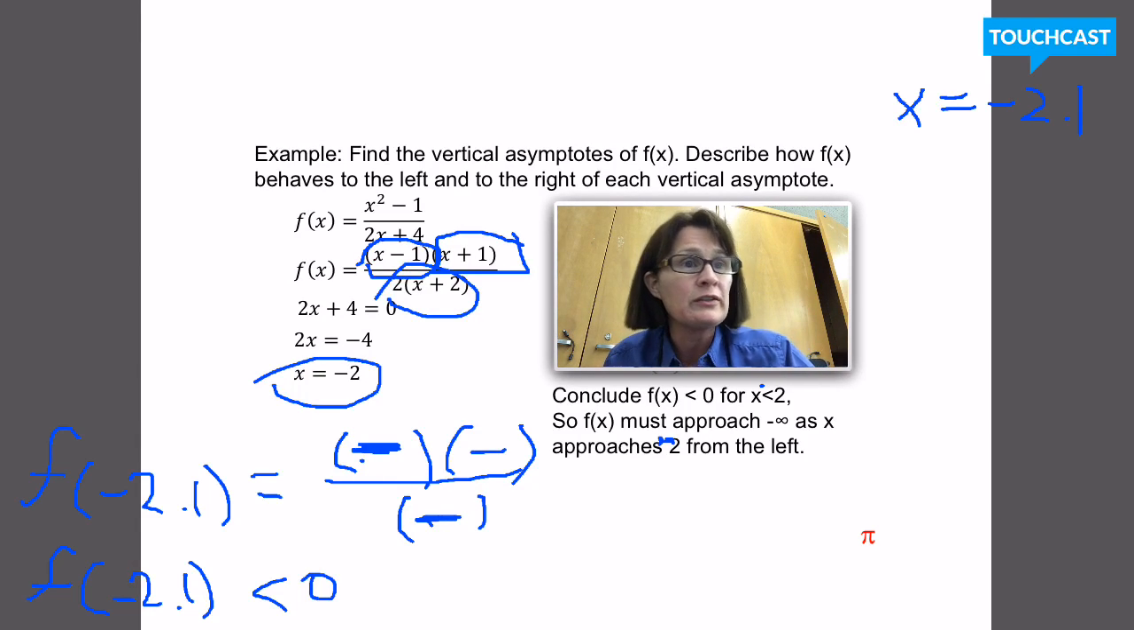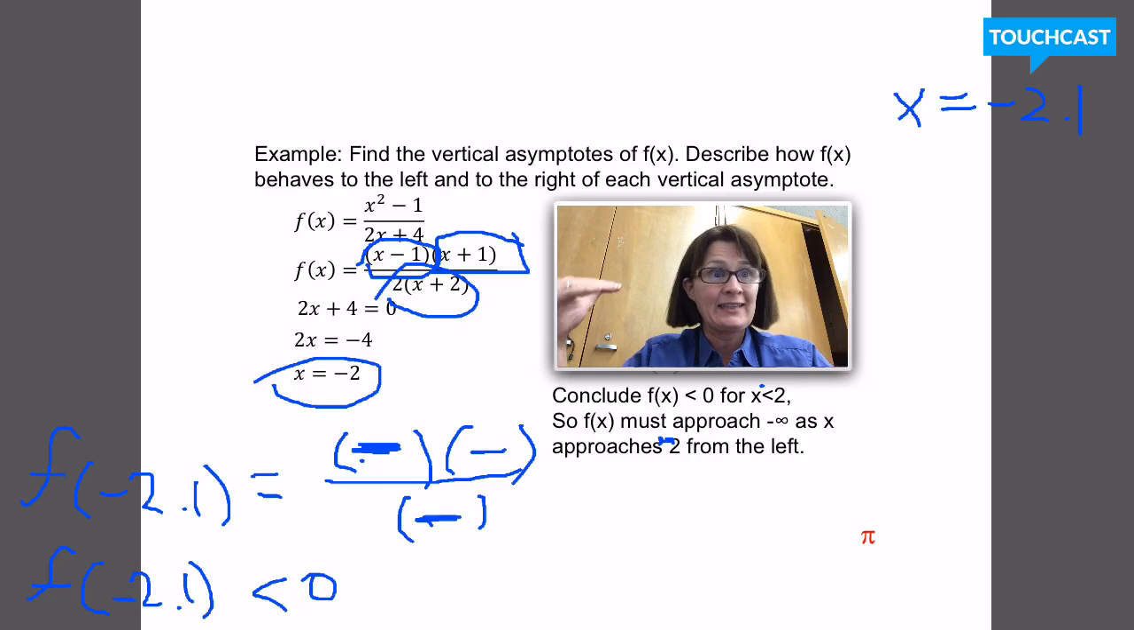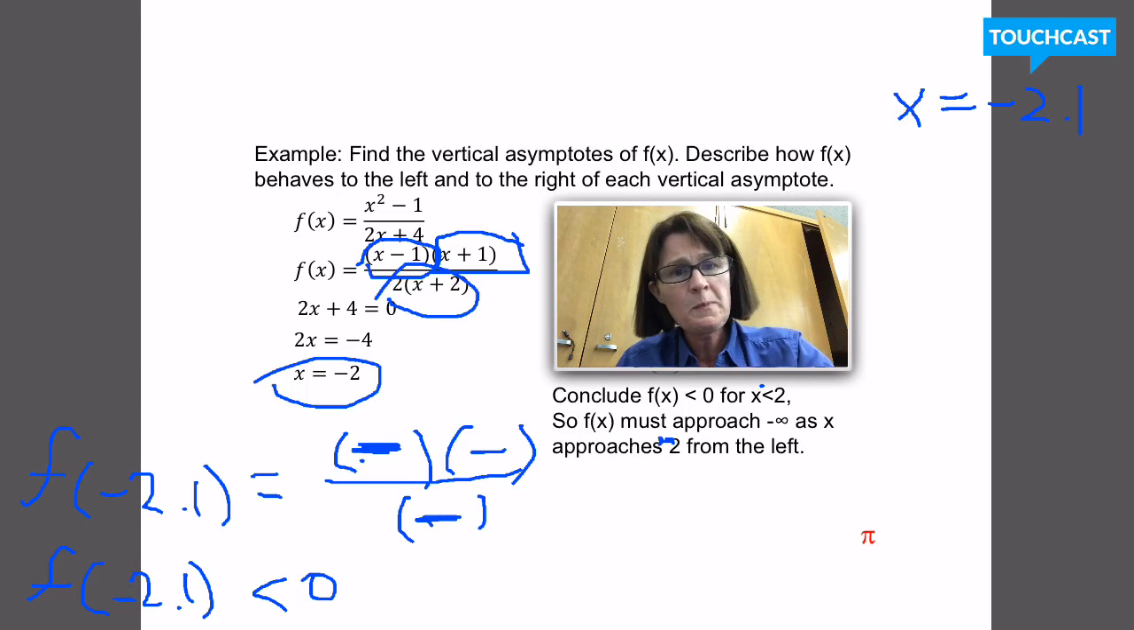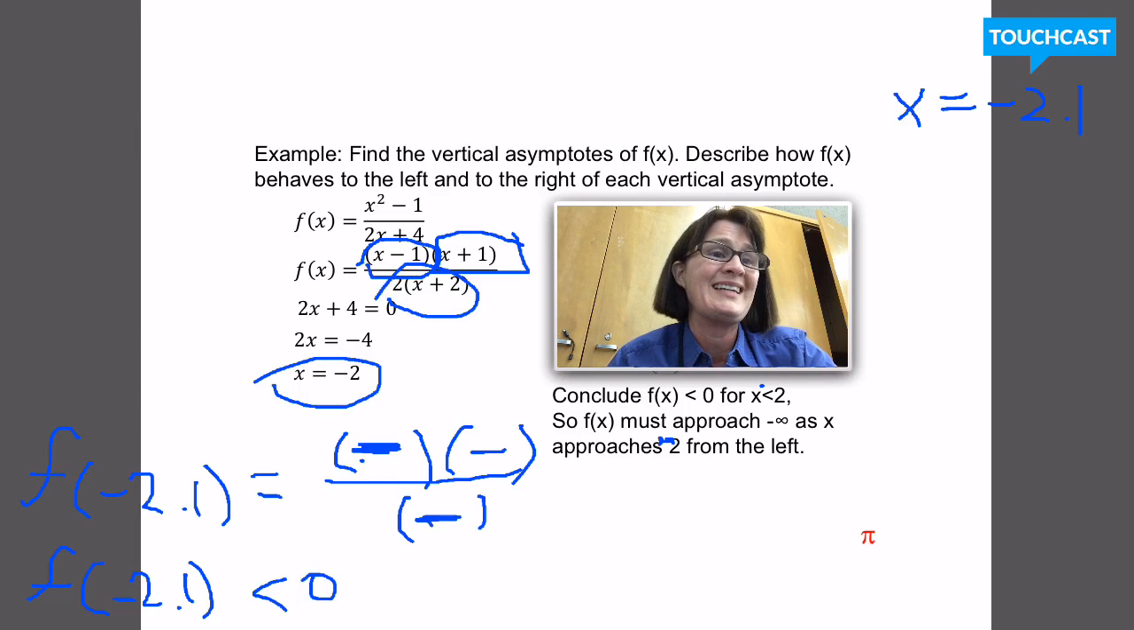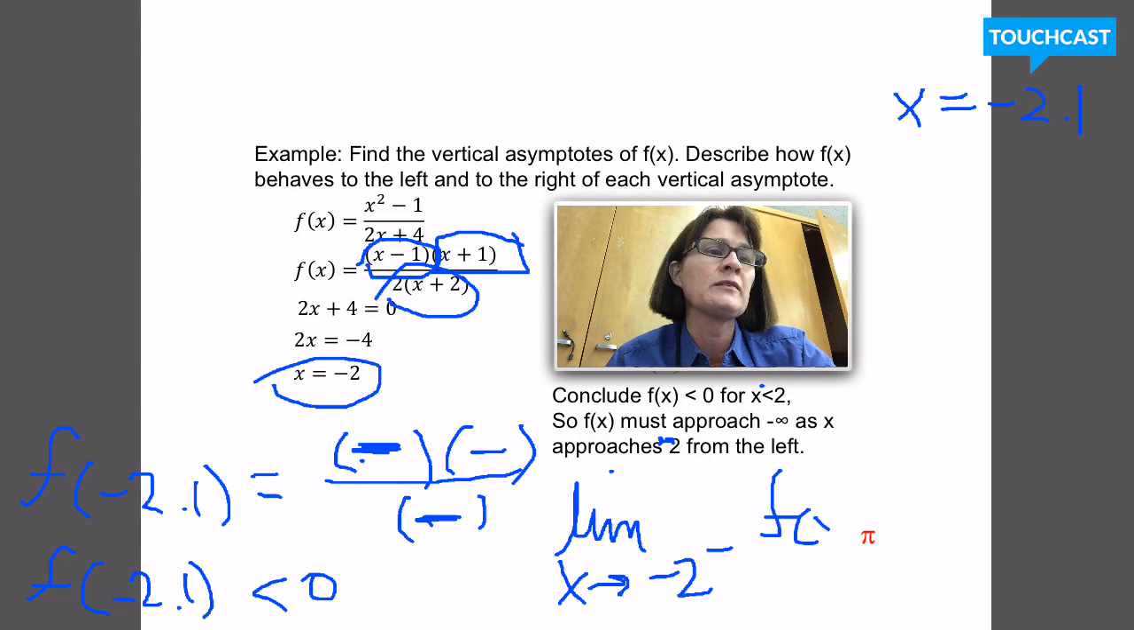So I would conclude, since I know as I approach negative 2, in this case from the left, I'm either going to approach negative infinity or positive infinity because I have that vertical asymptote there. So I will conclude that as x approaches negative 2 from the left, f of x approaches negative infinity. I would write that as the limit as x approaches negative 2 from the left of f of x is negative infinity.